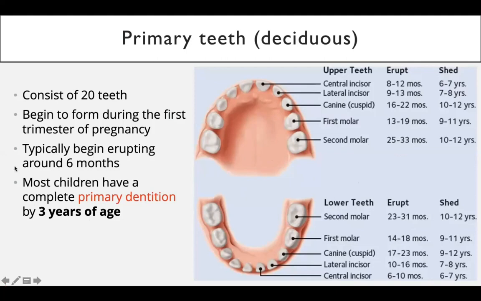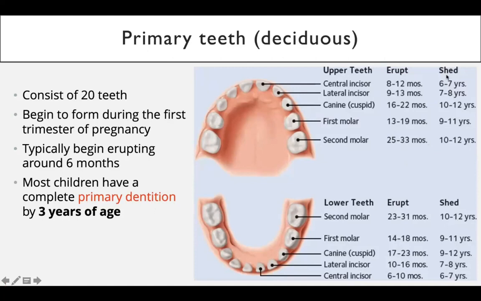Typically begin erupting around 6 months and complete the primary dentition by 3 years of age. Dentition is nothing but a set of teeth. So you can say primary teeth or primary dentition, deciduous teeth, deciduous dentition, or permanent teeth or permanent dentition. Dentition is a more medical or professional word for the set of teeth. That's how we remember. From 6 months, central incisors come, and at the age of 3 years, the whole set of deciduous teeth has erupted. They start shedding at 6 years.